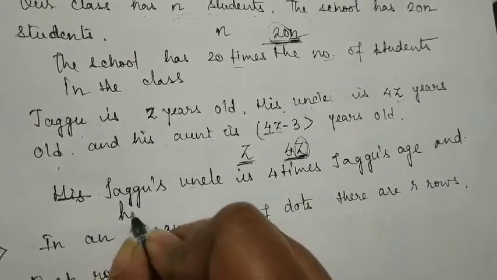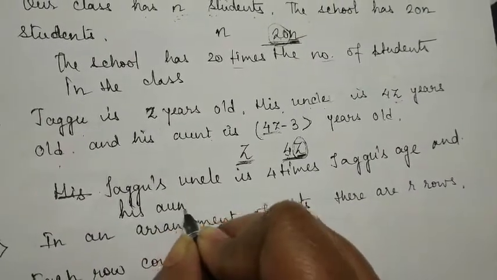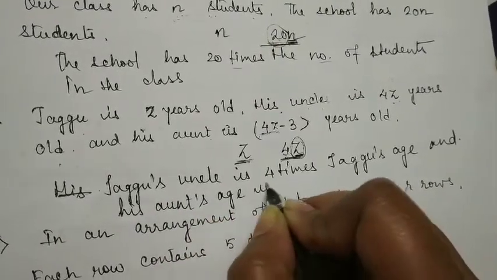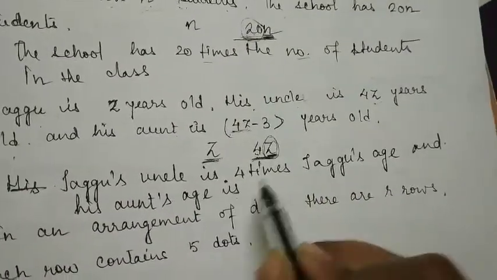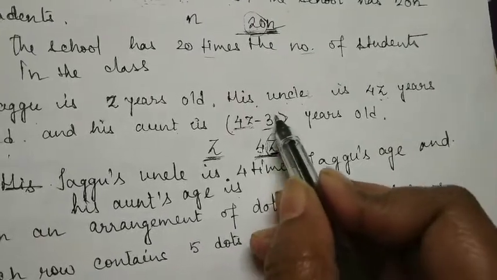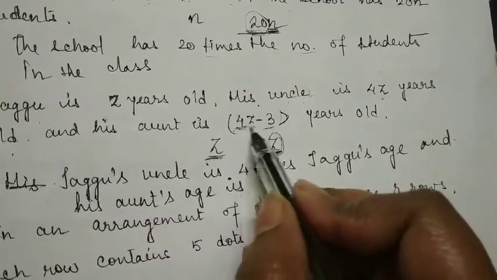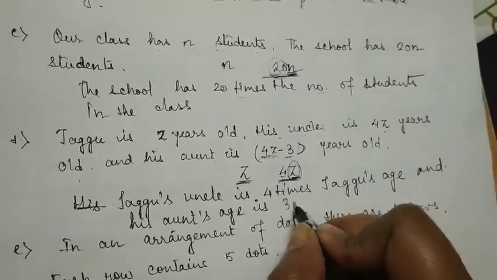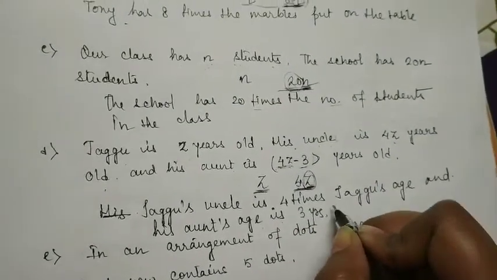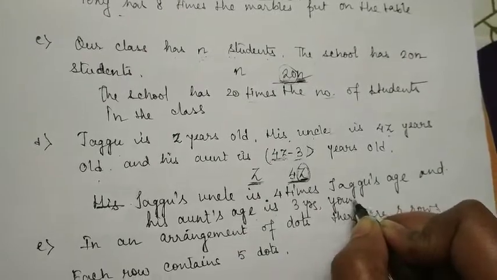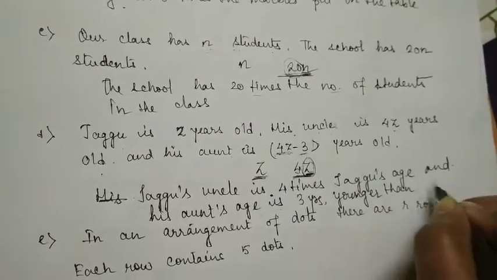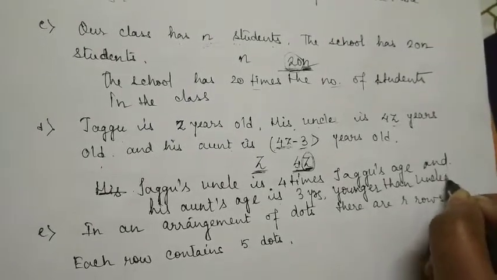his aunt's age is 3 years less, meaning 3 years younger than the uncle's age. So we will write the aunt's age is 3 years younger than the uncle's age.